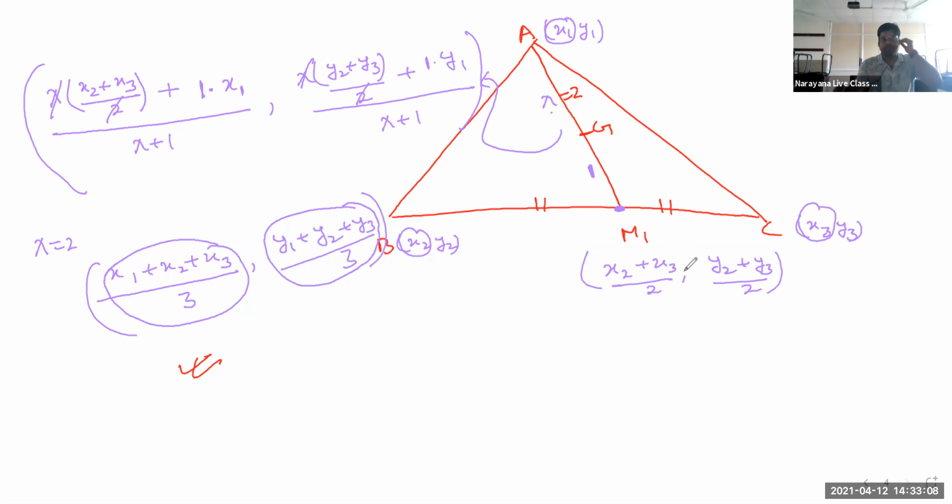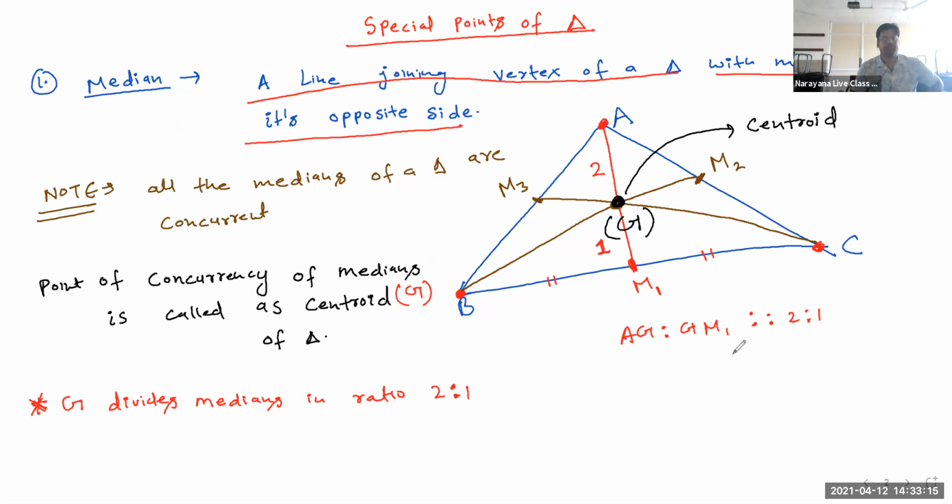So I think you are following. I think you have noted all these points. Anybody who has not noted all these things? So in this slide, I'm also going to write the coordinate of centroid G, which is x1 plus x2 plus x3 by 3, comma, y1 plus y2 plus y3 by 3. So this is the coordinate of the centroid of triangle ABC.